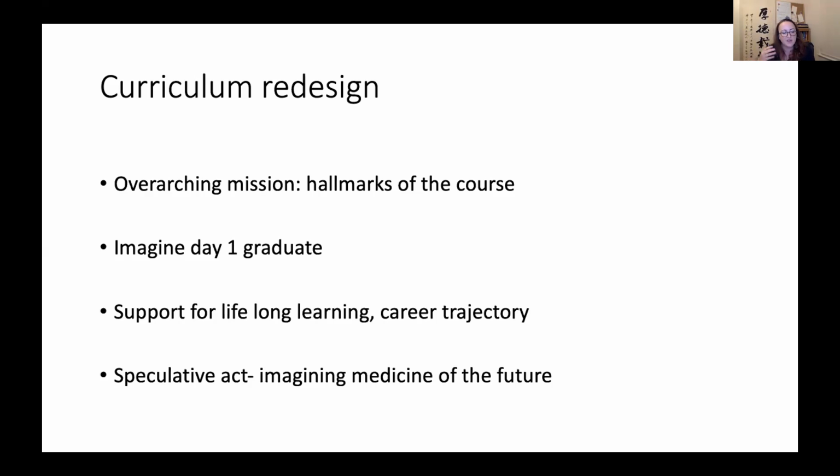How do you ensure that the habits of thought and action that they have support flourishing, support an attitude towards being inquisitive and kind and empathetic? That's really difficult to track. And also when you redesign the curriculum, when you ask what you want to include, it's really a speculative act, because you're asking people to think about what they think medicine will be in the future.